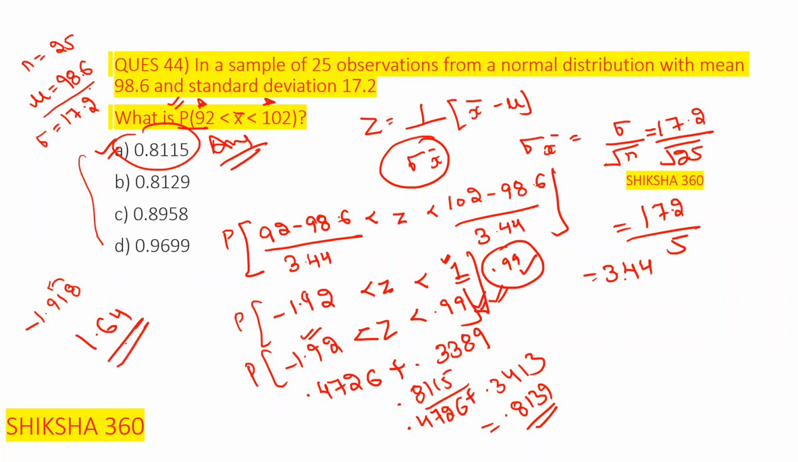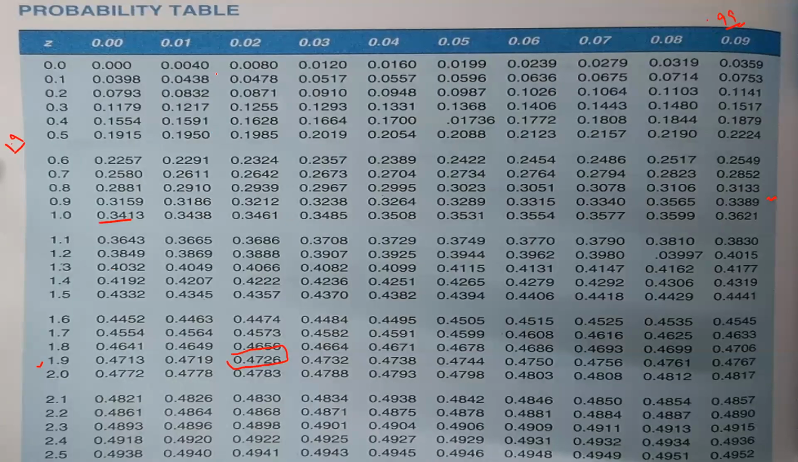what is the value of 1.64 in the probability table? We have to find 1.6 first, and then we have to find 0.04. We check where they are crossing. This one is 0.0, this one is 0.1, this one is 0.2, this one is 0.3, and this one is 0.4. At that point they are crossing, so the value of 1.64 is equal to 0.4495. In this way you have to calculate the answer.